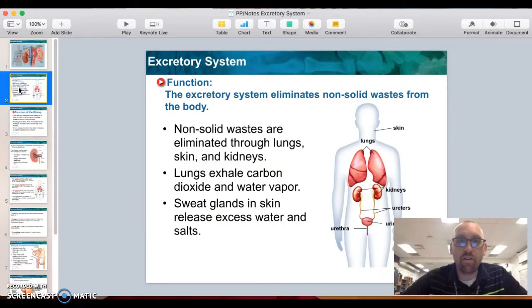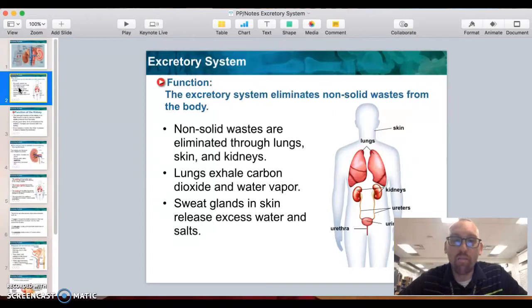The main function of the excretory system is to eliminate non-solid waste. Kind of like in the digestive system we talked about, part of its job is to eliminate solid waste, so any of the food that doesn't get digested by your body, broken down and absorbed as nutrients, then needs to be eliminated from the digestive system. All of your non-solid waste, like liquids, stuff like that, needs to be filtered out by your kidneys and then eliminated. So non-solid waste is eliminated through different parts, like your lungs, your skin, and your kidneys are the main part.